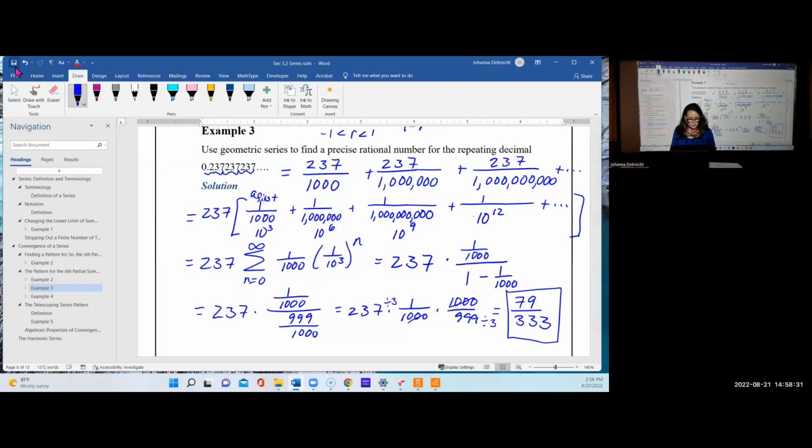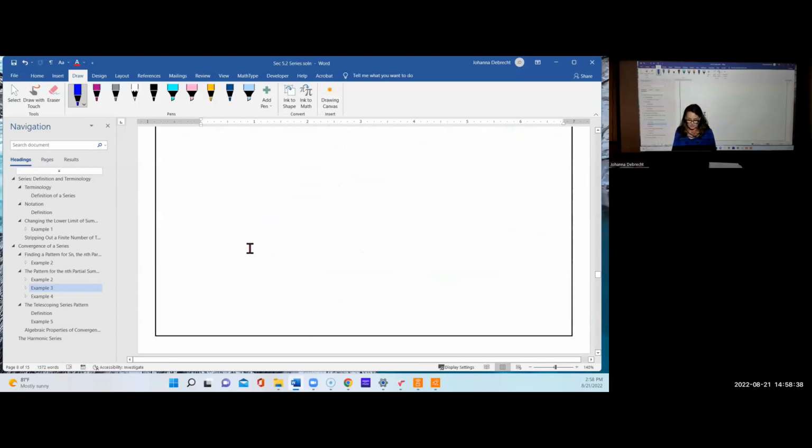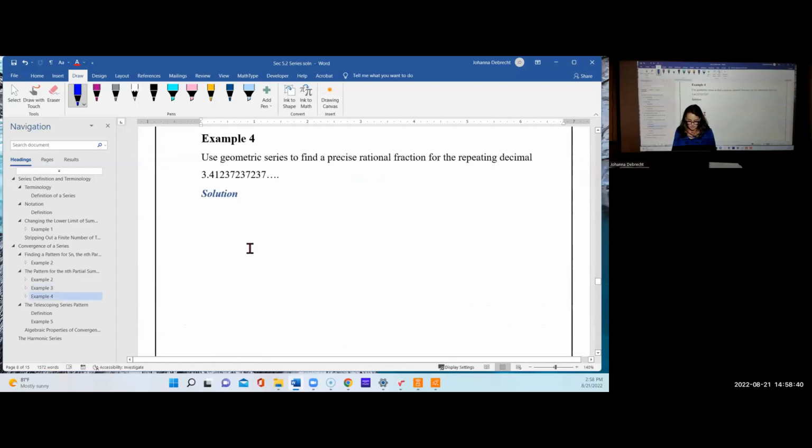We want to take a look at one more example where not all of the digits repeat, where the repeating pattern is just found in the back part of it. So we're going to take a look at this one now, which is example 4. We want to find the precise rational fraction or rational number for 3.41237237237. So it's, again, 3 digits long, which must mean that when we go from one to the next, we're multiplying by some form of 1 over 10 to the third, probably.